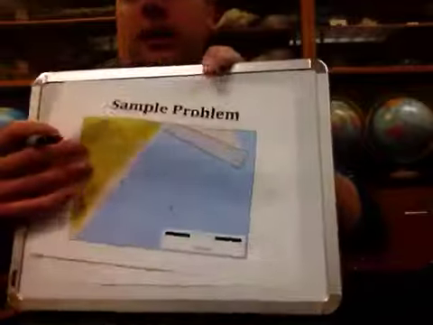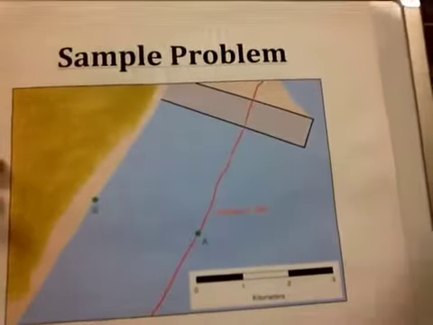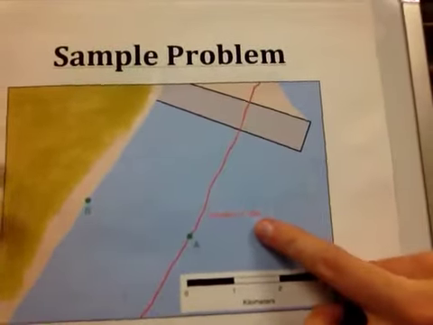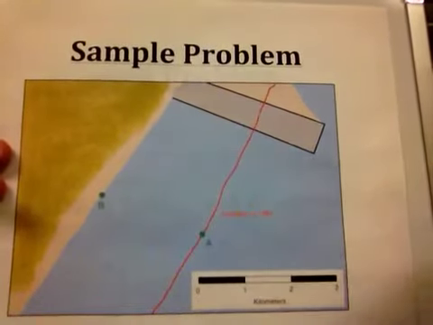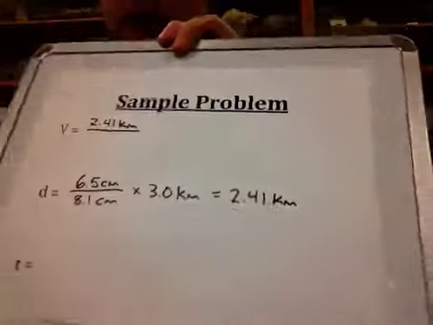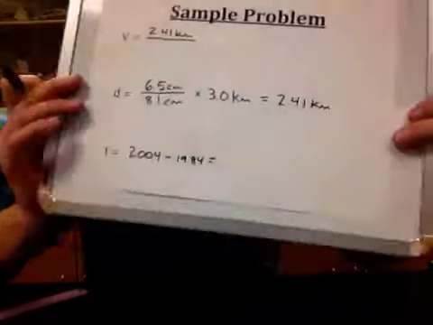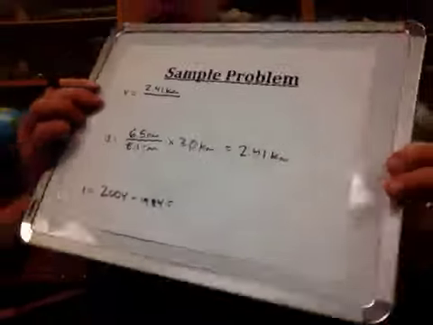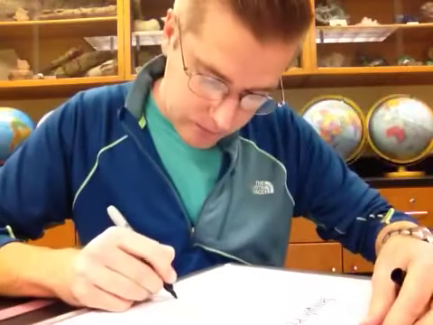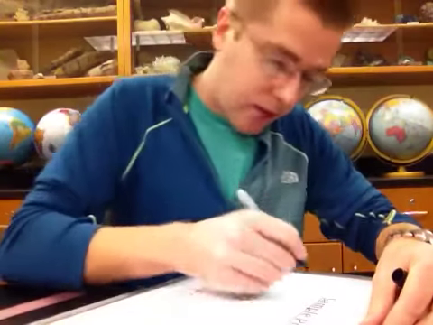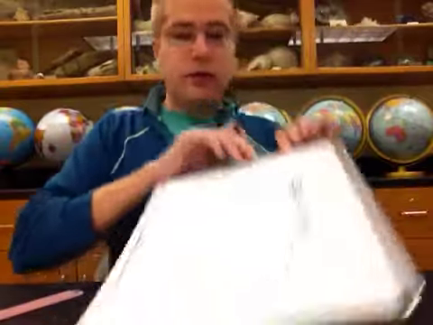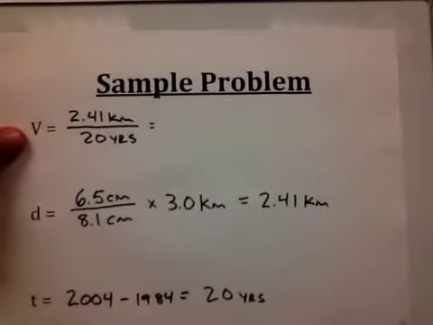Again, the shoreline that was longer ago was from 1984. And I said, let's say this map was made in 2004. So to figure out the time that has elapsed, we take 2004 minus 1984 and write that for T, and when we do the subtraction we get 20 years, which we can then write in to our equation for V.